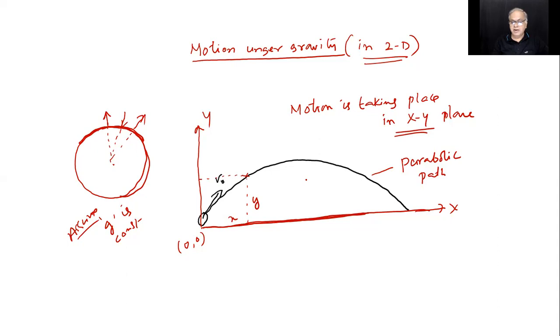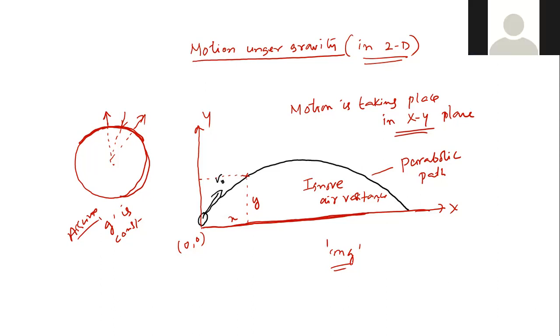It's very important. Here, ignore air resistance. That means only force acting is what? Only force acting is mg. The weight of it or the gravitational force or whatever you say. Or is there any other force? If I ignore air there, is there any other force?